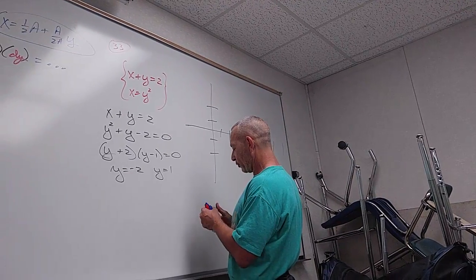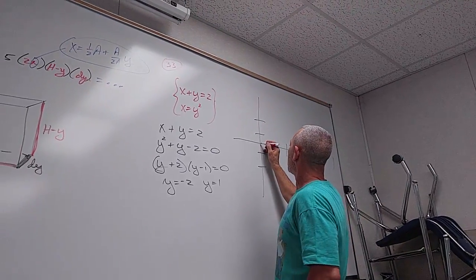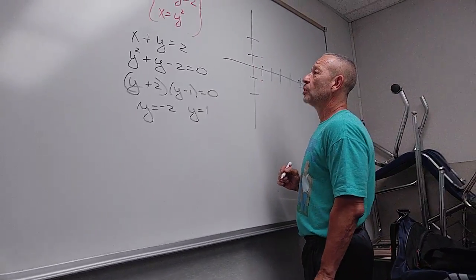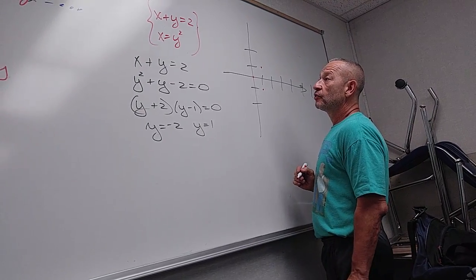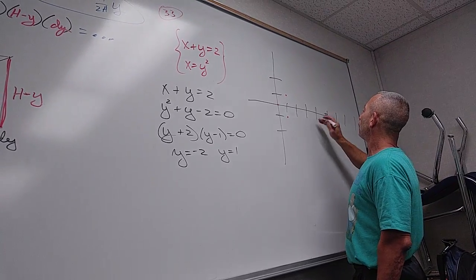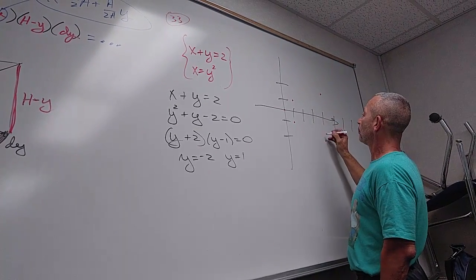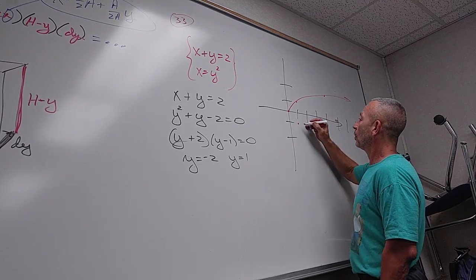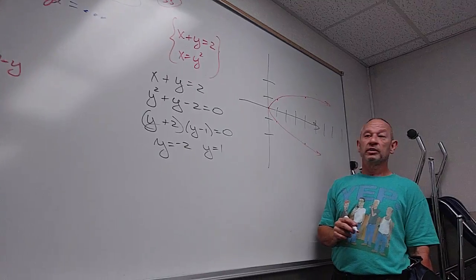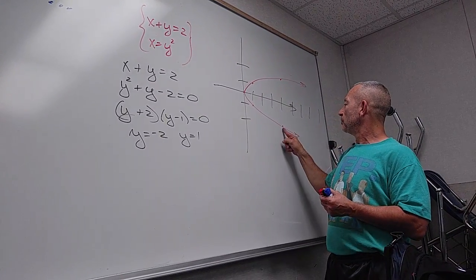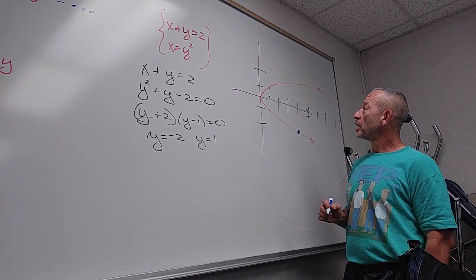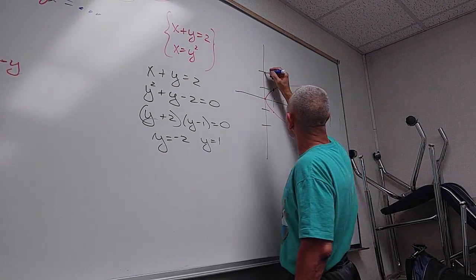So x equals y squared: when y is 0, x is 0. If y is plus 1 or minus 1, then x is 1. If y is 2 or minus 2, then x is 4, right? And I think we just found the points of intersection as well. After all, when y is negative 2, that must be this point. And when y is positive 1, that must be this point.